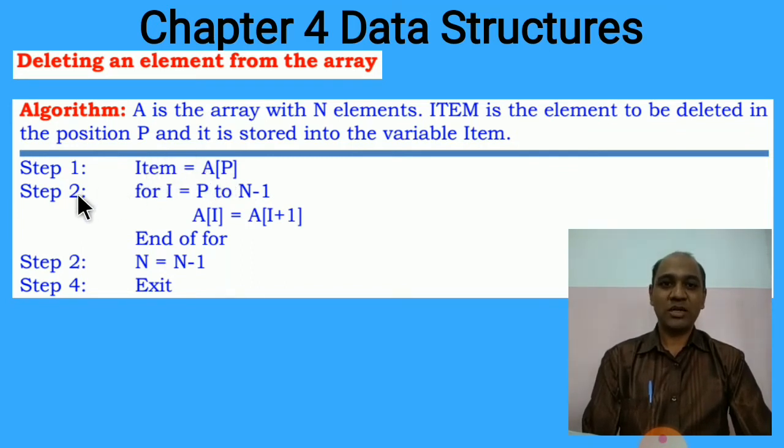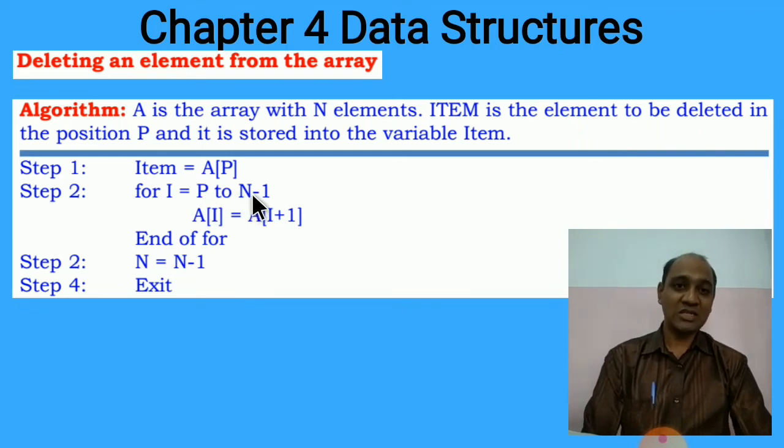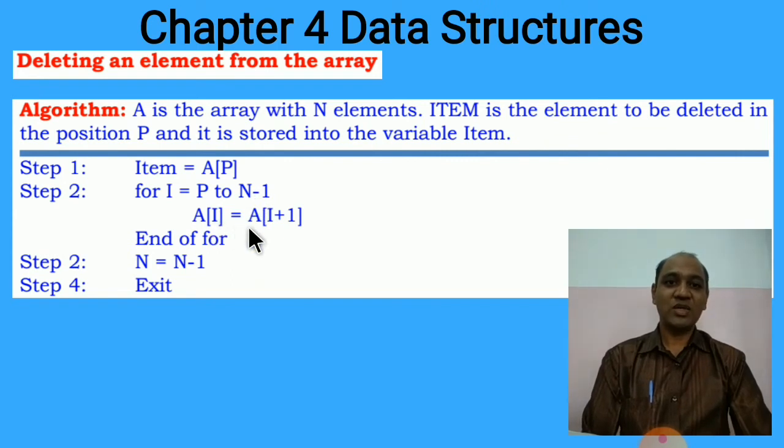Step 2, for i = P to n - 1. So from that particular position to n - 1, meaning till the last element of the array, we are going to move. A[i] = A[i+1] means what? This higher order element is shifted to the lower order element. Okay, and this procedure will be continued till the last element is reached.